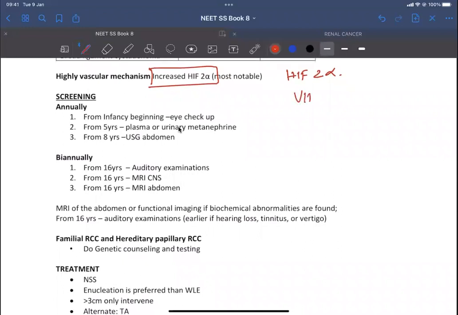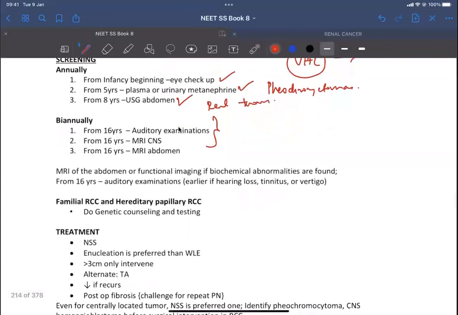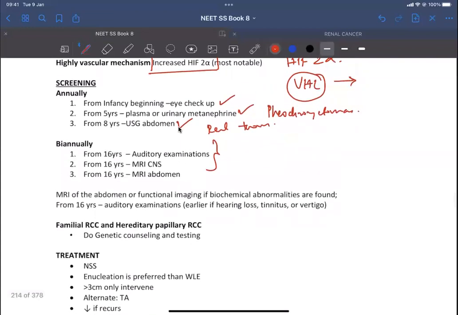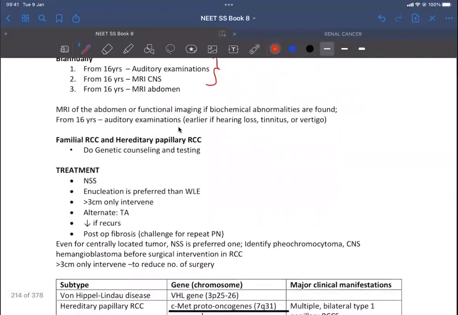So anyone who's diagnosed to have VHL, you need to screen them for all the different tumors they get. Eye checkup for cerebellar and retinal hemangioblastomas. They can get pheochromocytomas as well, so that's why you measure plasma and urinary metanephrines. Ultrasound is for renal tumors, and we do an auditory exam and CNS imaging. So that is the screening pathway that you follow.